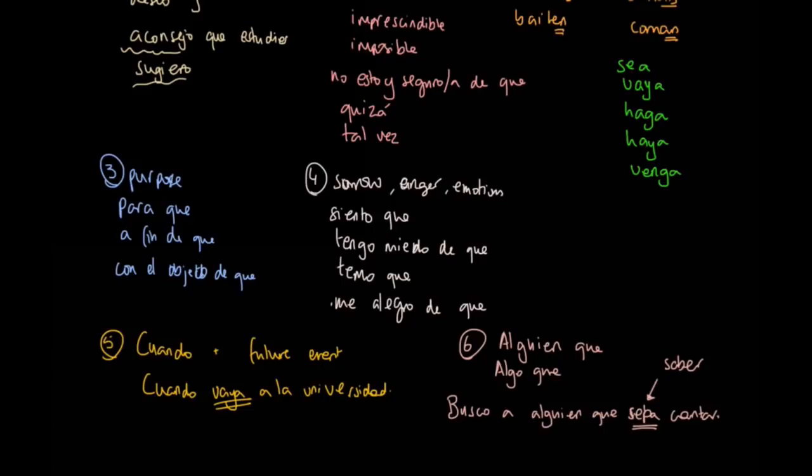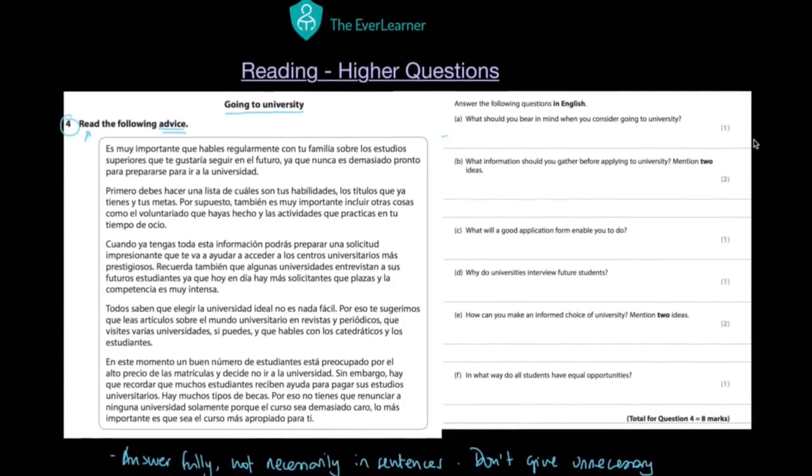Okay, so having said all this, let's go now and have a look at the text. So let's have a look at the questions, what type of questions we need to answer. So what should you bear in mind when you consider going to university? And notice this is for one mark, so there's going to be just one answer. What information should you gather before applying to university? Okay, and this is two marks, and they tell us very helpfully that you need to mention two ideas. Oh, hold on, I'm dropping my papers. Okay, so two things that we need.